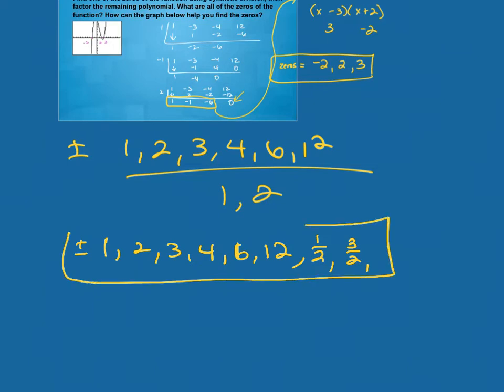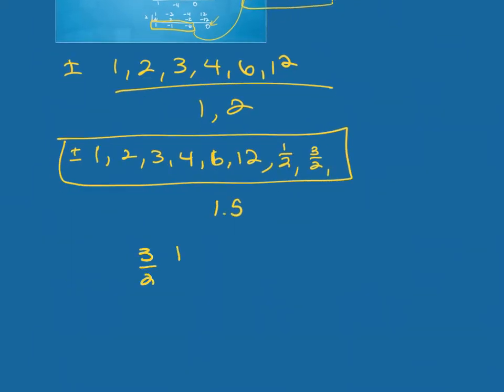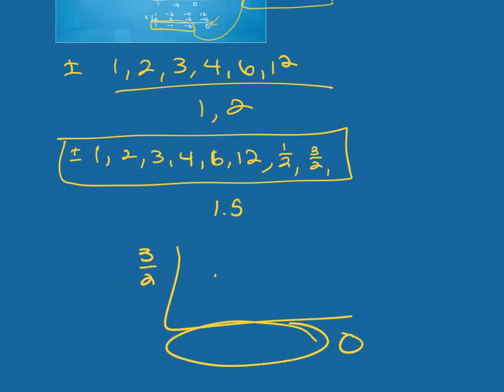So let's say from this bank, I looked at my graph and at my zeros, and one of my zeros was 1.5. Does that make sense? Then I'm going to use synthetic division with 3 halves on the outside. I'm going to show that my remainder is 0, and then I'm going to take what's left and either factor it or use the quadratic equation to find my other zeros. Does that make sense? Yeah? Okay.